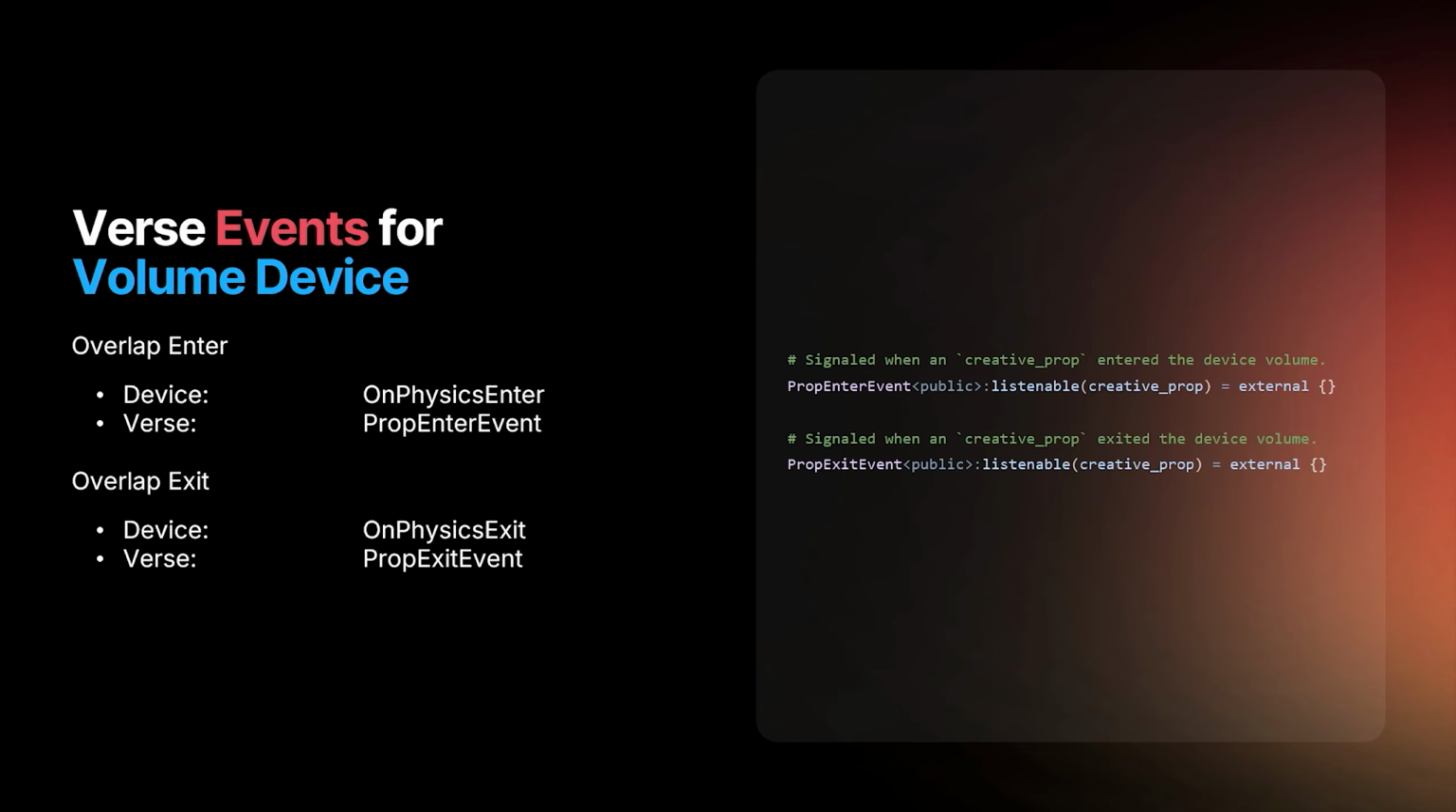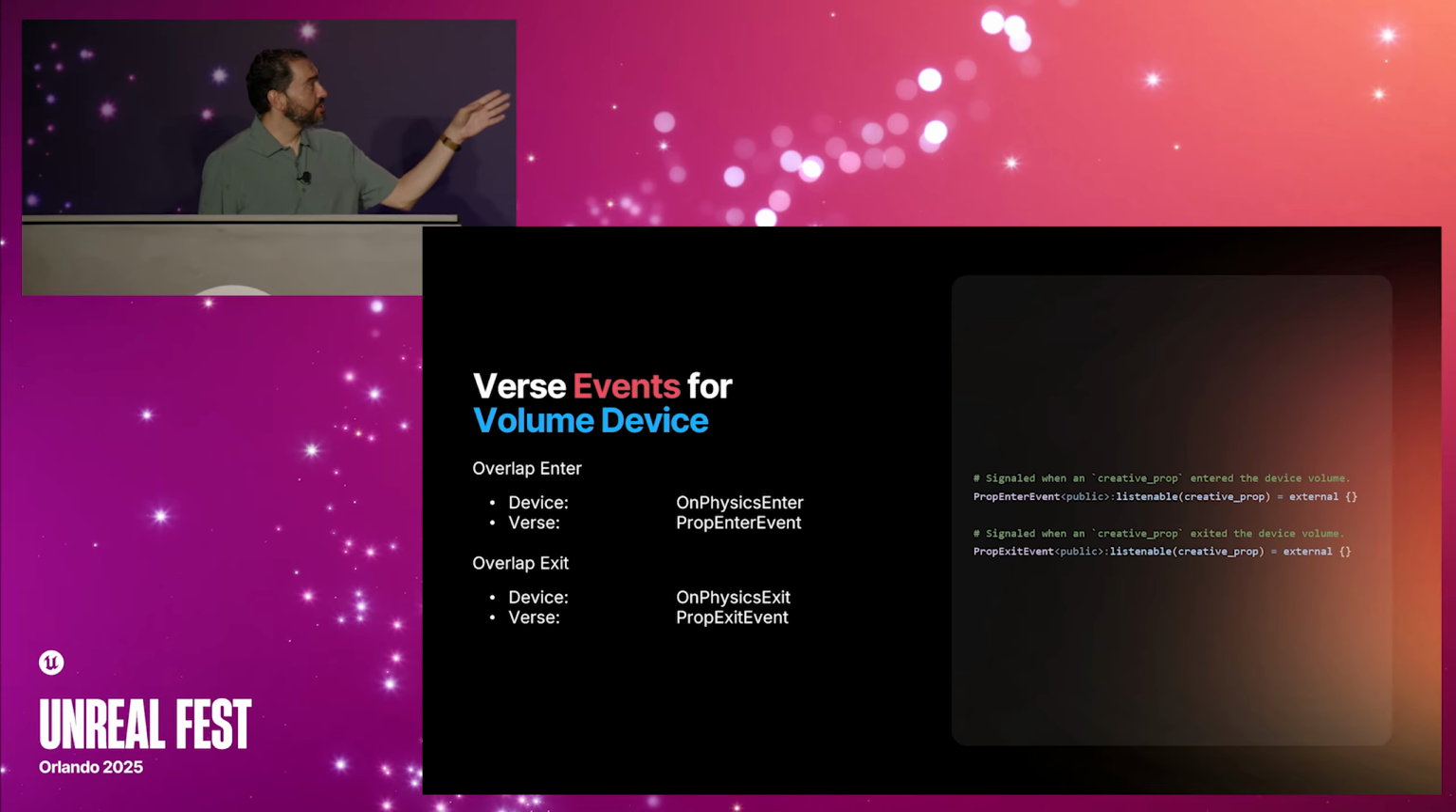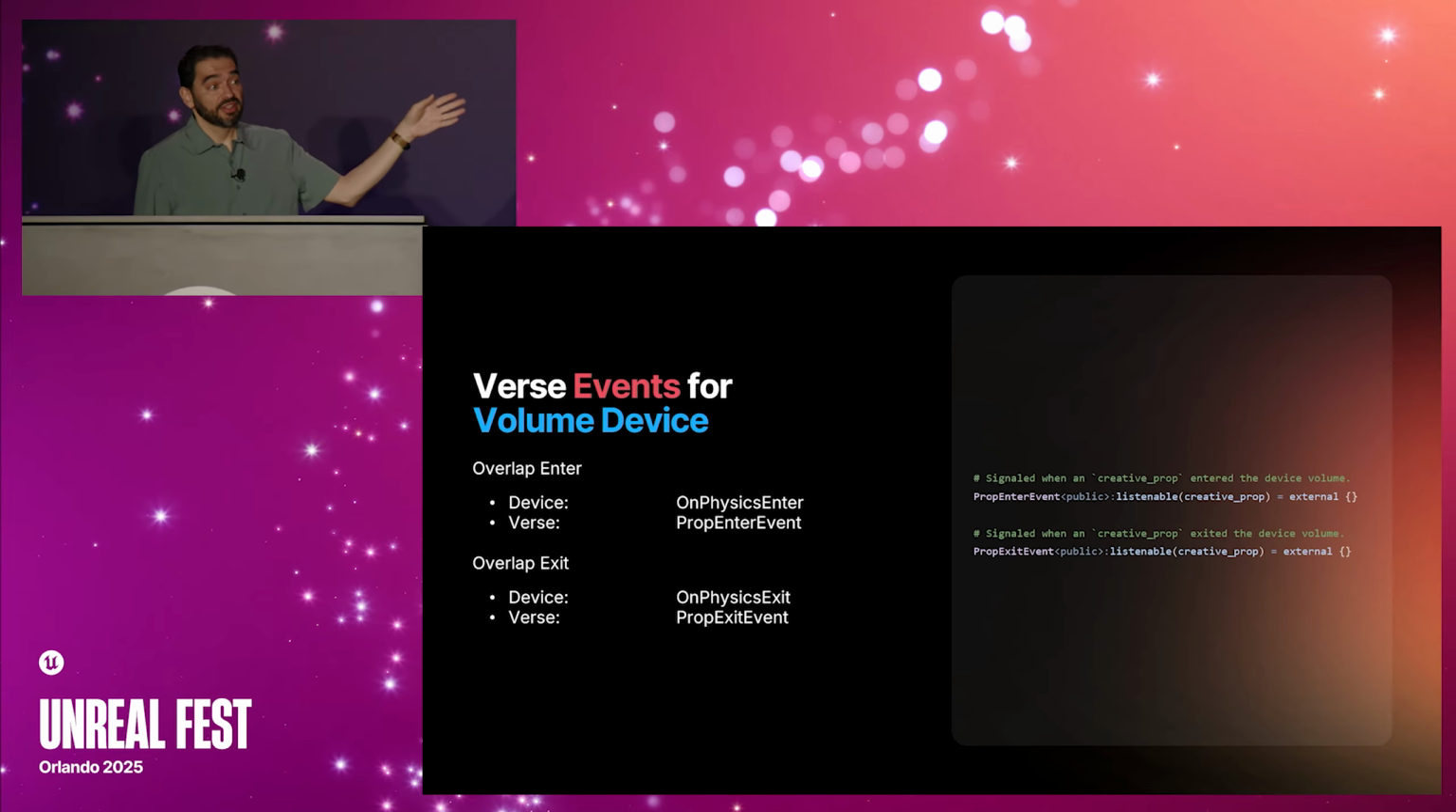So on the device, on physics entered, the equivalent Verse event is prop enter event. And when a prop leaves the volume, you also get on physics exit, and the Verse event is prop exit event. As you can see in the signature, the creative prop is passed in that Verse event. So you'll know which prop entered and exited the volume.